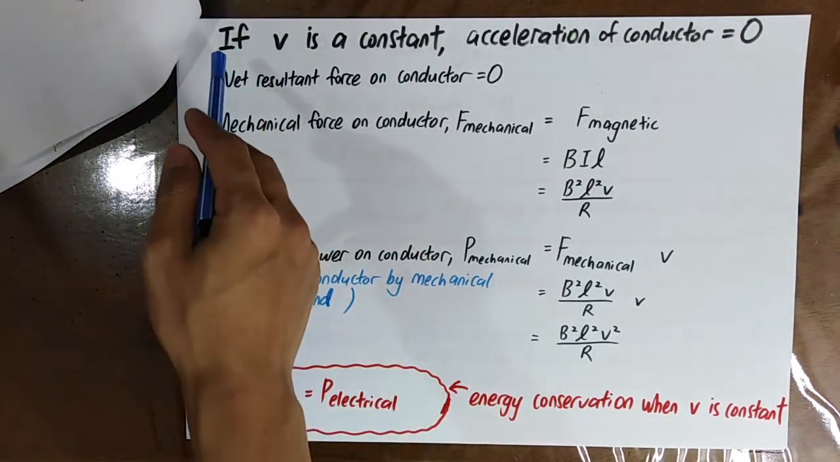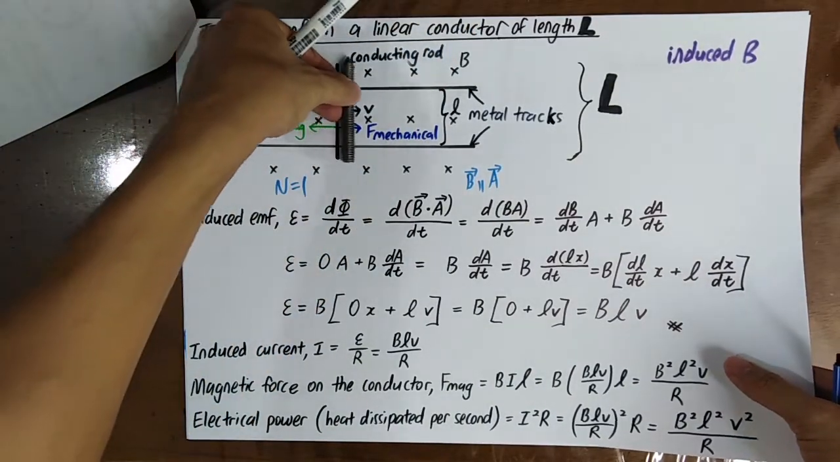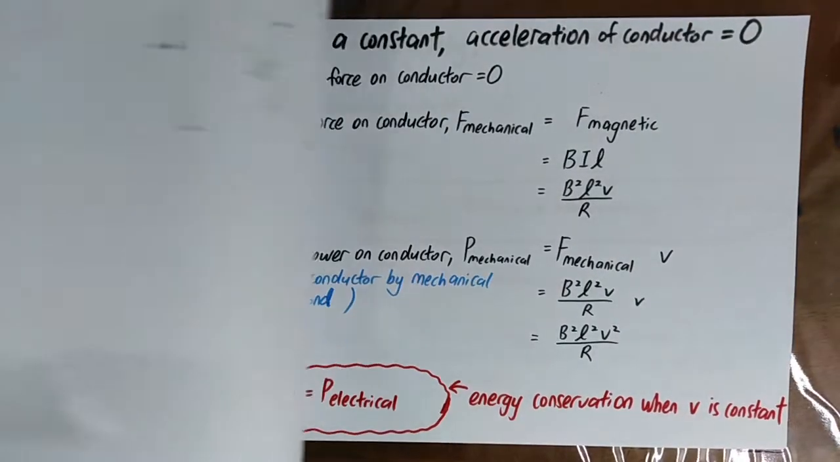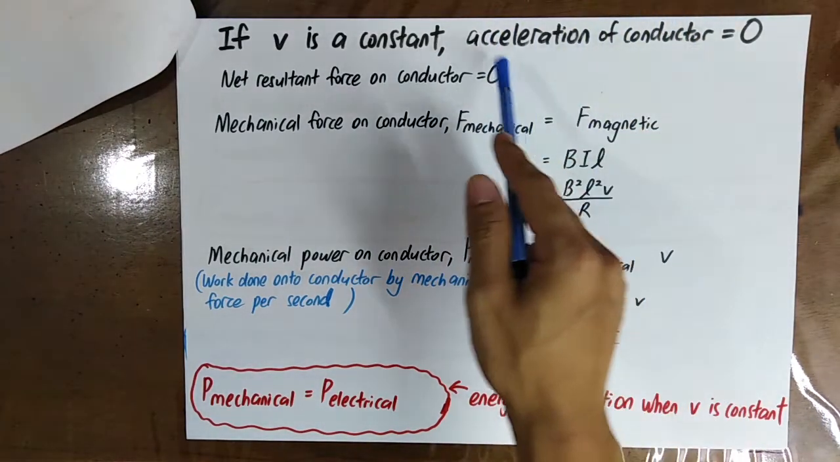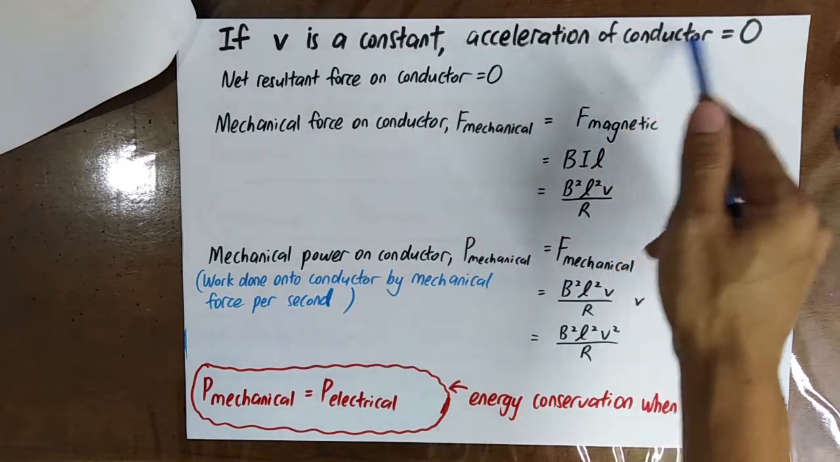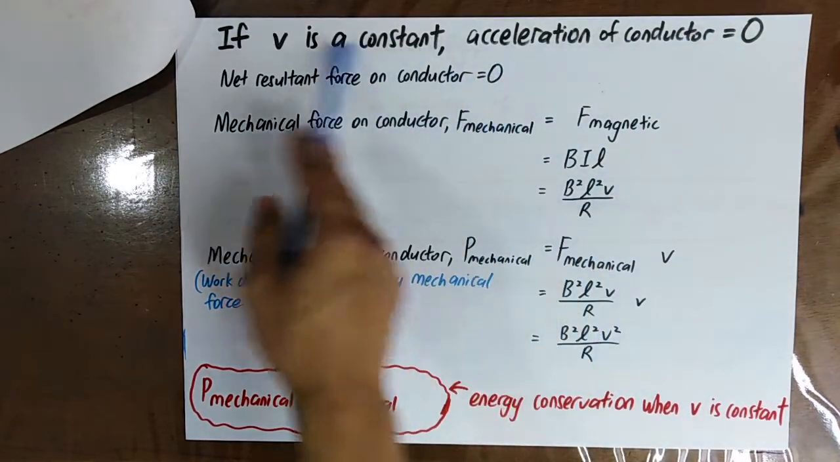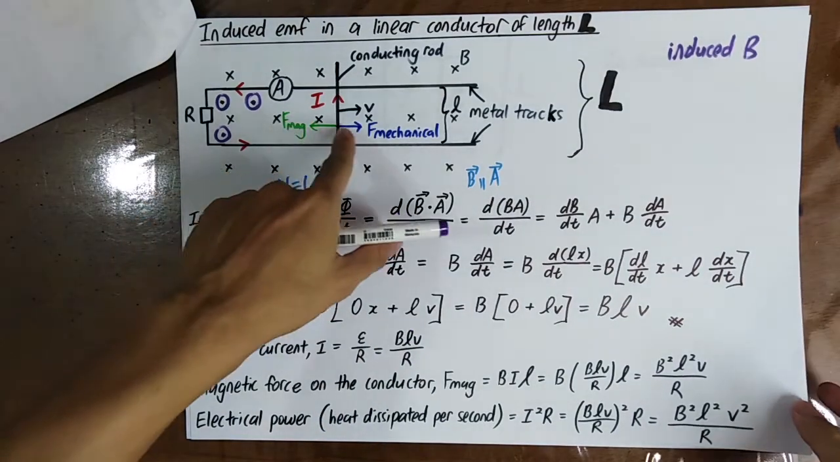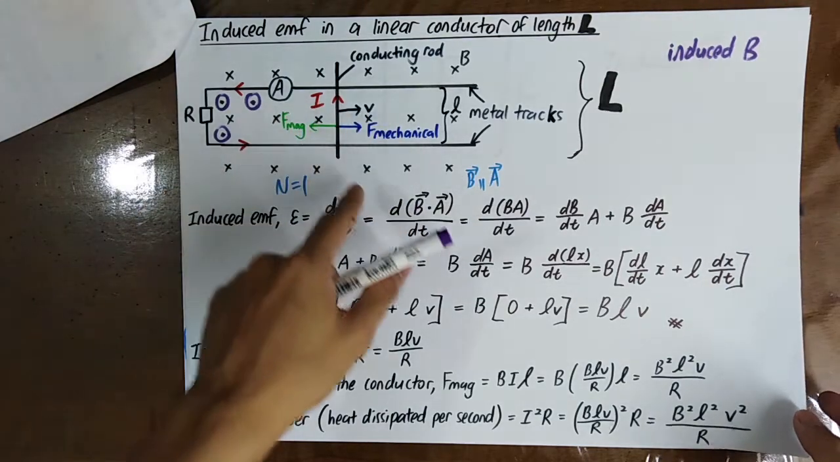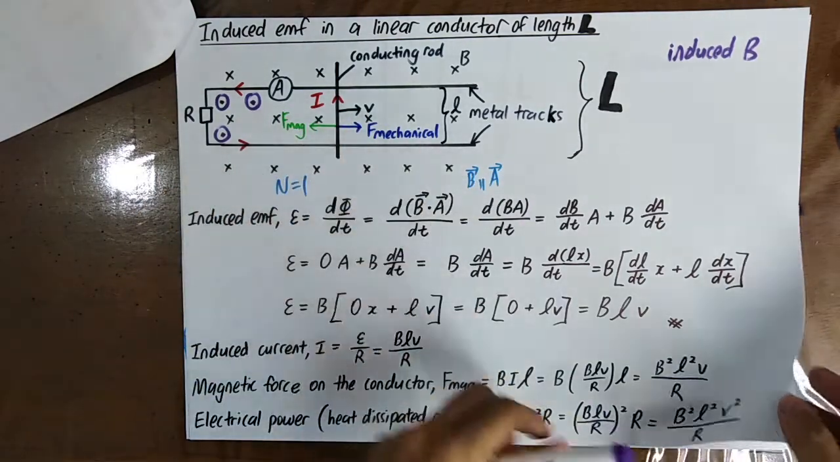So now if v is a constant, that means that the moving rod is moving at a constant velocity, then there is no acceleration of the conductor. When there's no acceleration, F equals ma, F equals m times 0, so you know that F equals 0. So the net resultant force is 0. When the net resultant force is 0, you know that the magnetic force and mechanical force are of the same magnitude but of opposite direction.